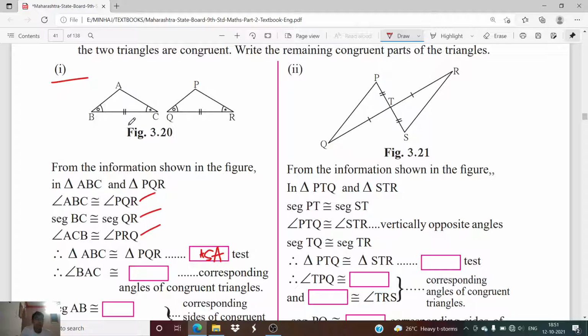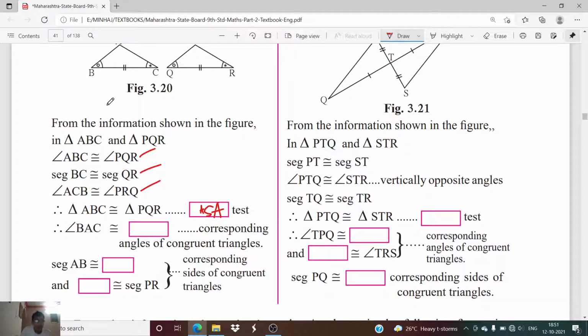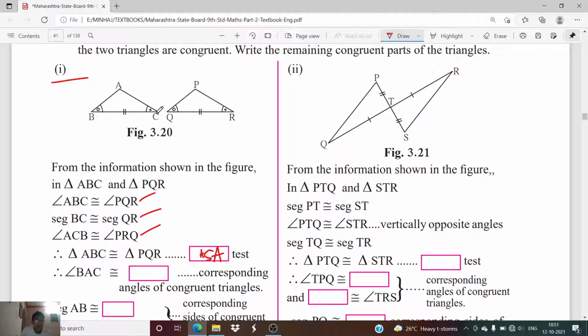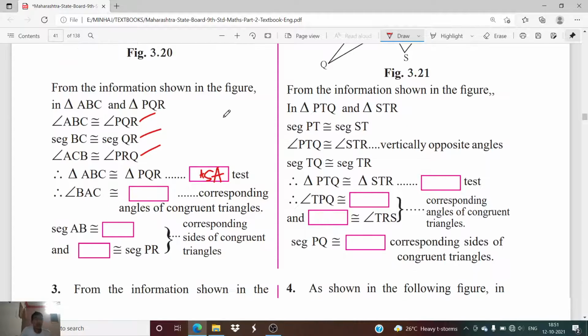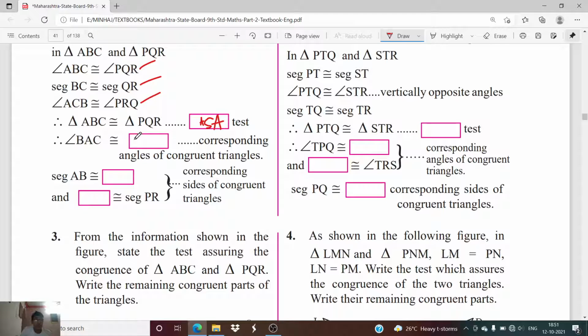Now, as both the triangles are congruent to each other, that means the remaining angles and remaining corresponding sides are also congruent. So we can write angle BAC is congruent to angle QPR, and the reason will be corresponding angles of congruent triangles, that is CACT. This is the reason.